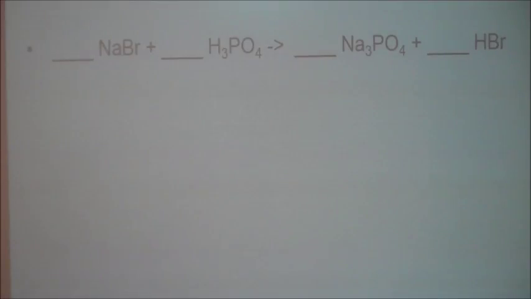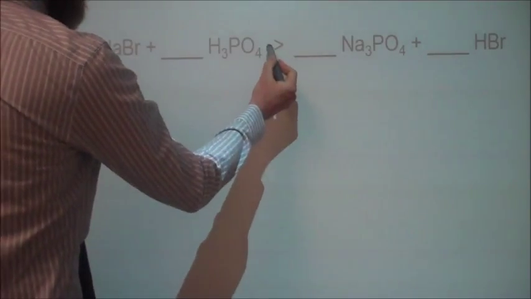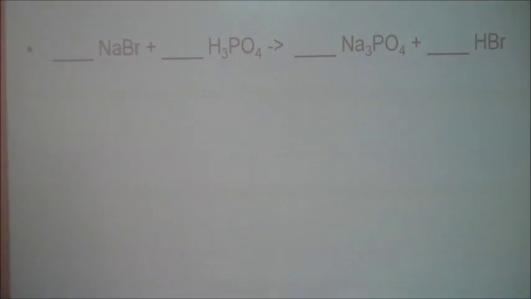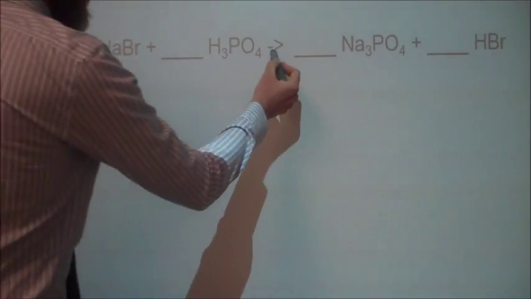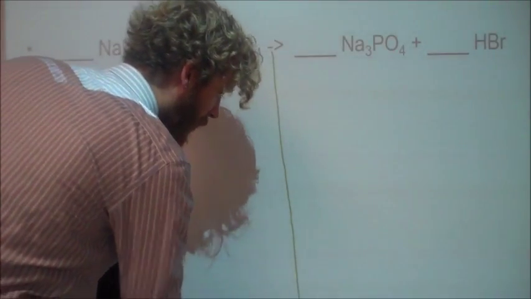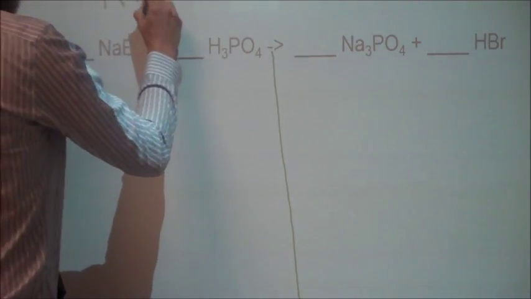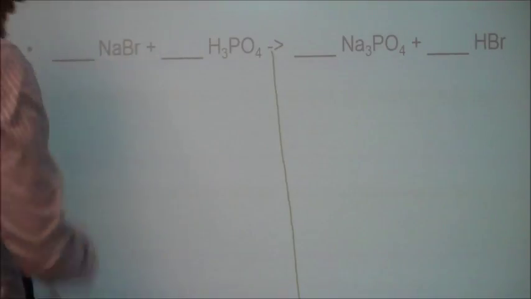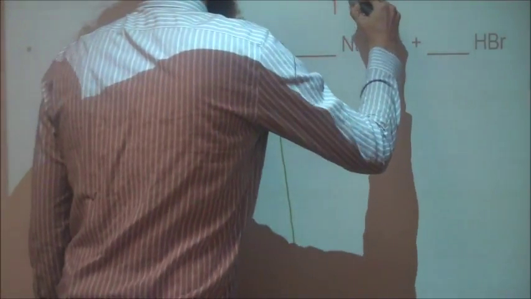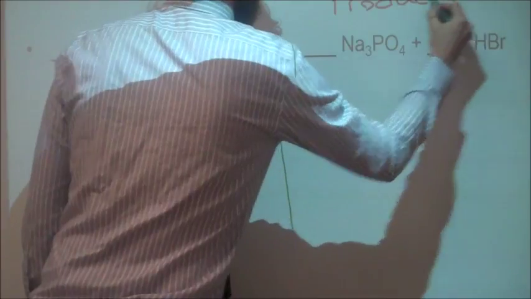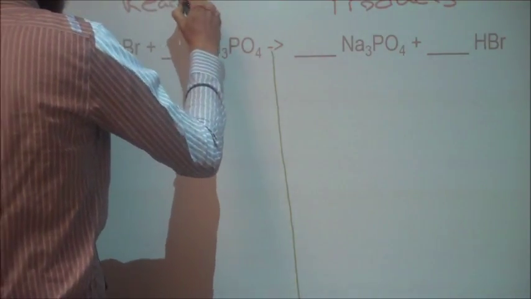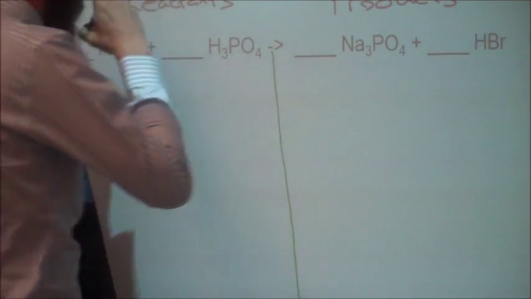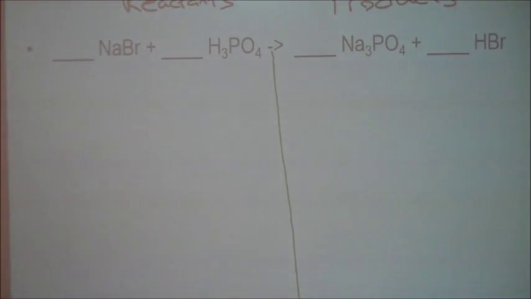So the first thing I like to do is where the yield sign is, I like to separate the products and the reactants. So I just draw a straight line down the middle. We have our products over here. Just kidding, we do not have our products over there. We have our products over here and our reactants over here. Alright, so now the next step is to write all the elements on each side.